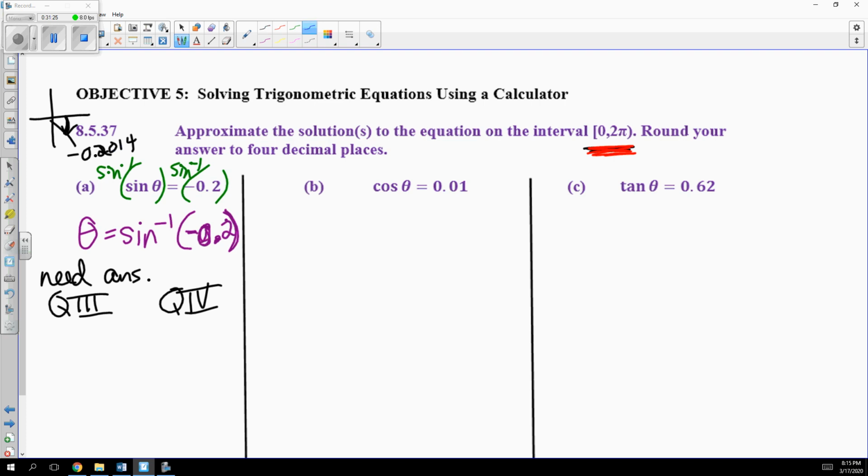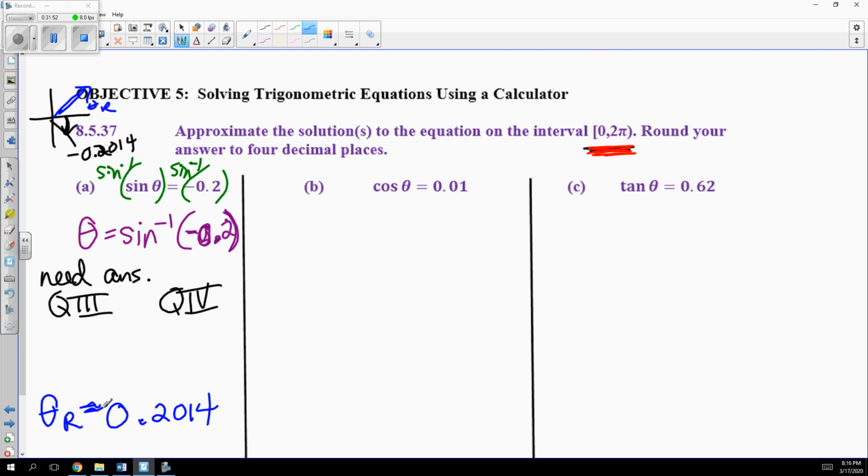So here's something that I definitely need to know. I kind of need to know what's the reference angle. So the reference angle is the same angle as this, but it would be in quadrant 1. The tricky part will be finding the reference angle sometimes. So this is just going to be 0.2014. That's an approximation, okay?